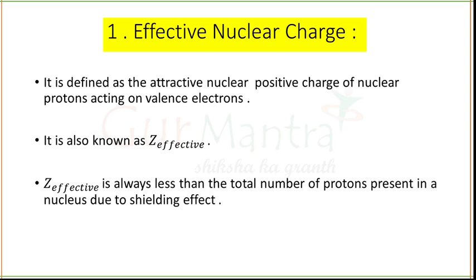Effective nuclear charge is the attractive force between the positive charge of the nucleus and the electrons of the valence shell, the electrons of the outermost shell. This effective nuclear charge is also known as Z effective. It is very important to note that the value of Z effective is always less than the total number of positive charge present in a nucleus. I repeat, the value of Z effective always comes out less than the total number of protons present in the nucleus.